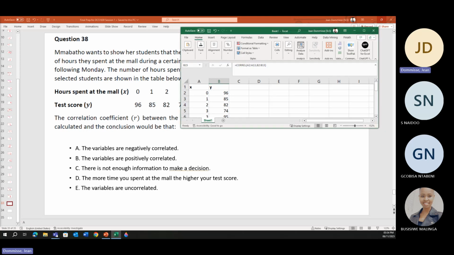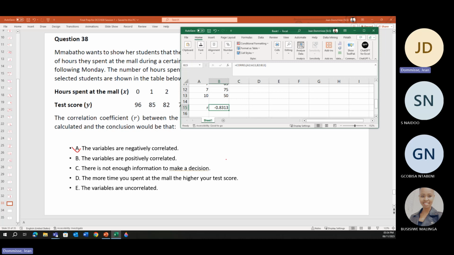Okay, and then, so your first array was from the X's. The second one, we put in the Y's. And then the answer is minus 0.8313. Okay, so let's look at what they give us. So the variables are negatively correlated. Okay, yes, it is negatively correlated because of the minus 0.83.